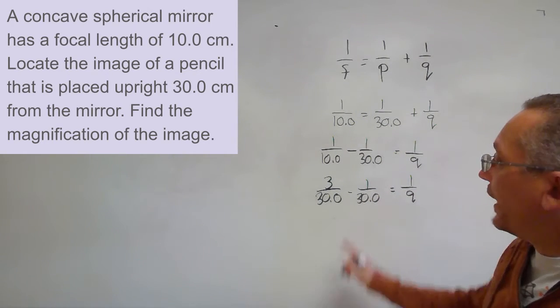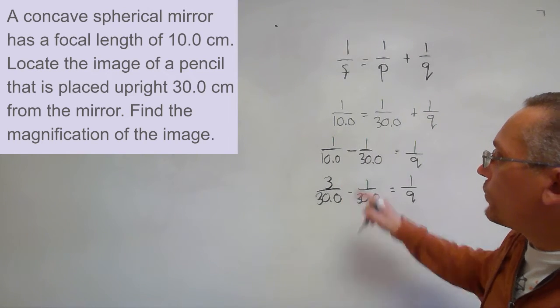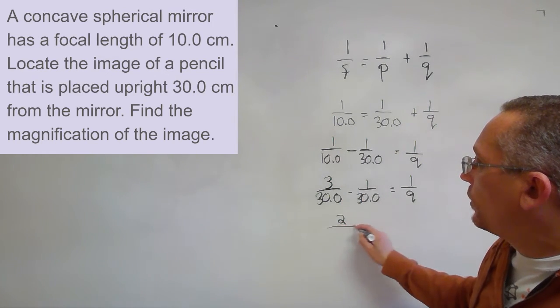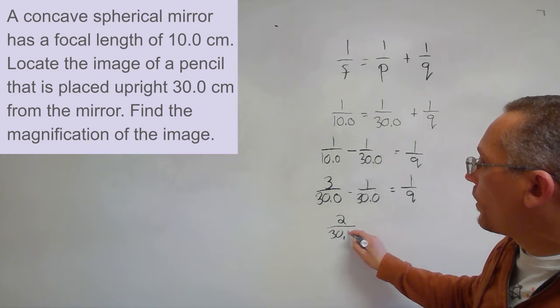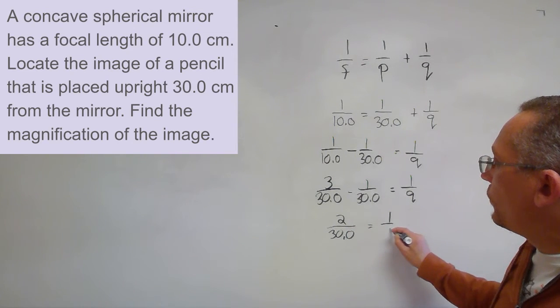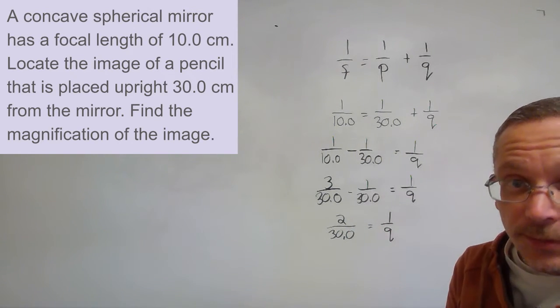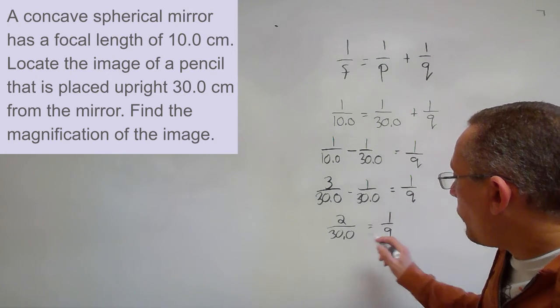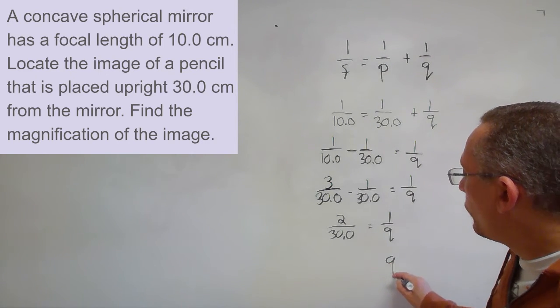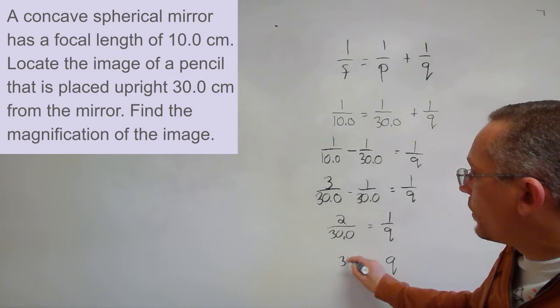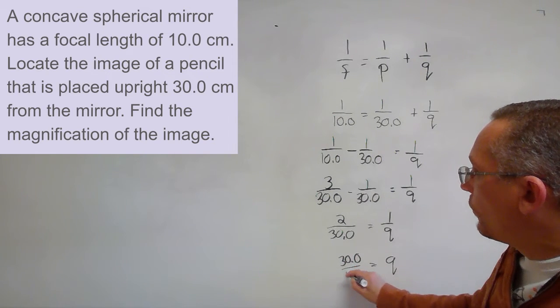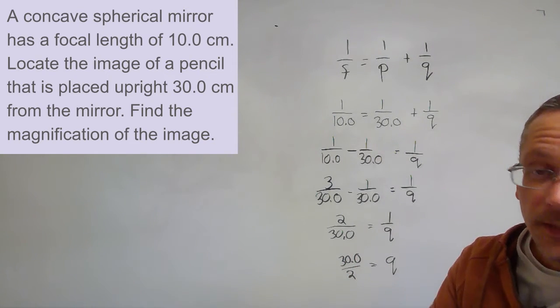equals 1 over q. Now I can subtract. So 3 minus 1 gives me 2 over 30 equals 1 over q. Let me do the reciprocal of both sides. So that'll give me q equals 30 over 2, which is of course 15, right?